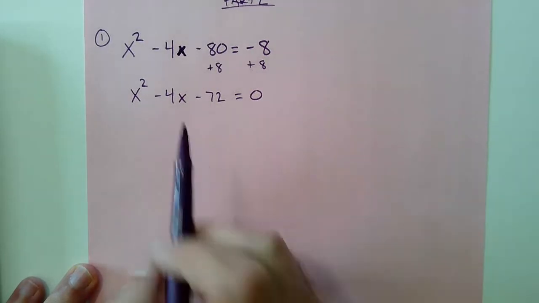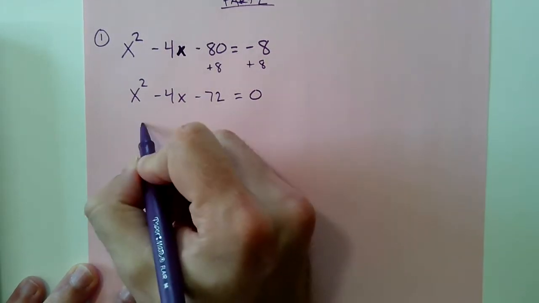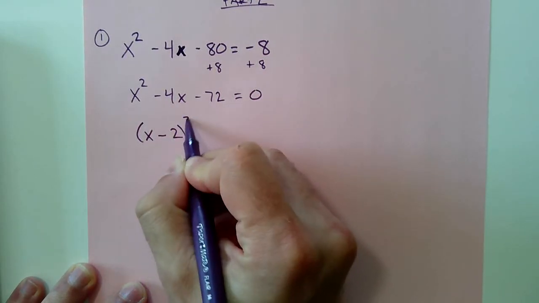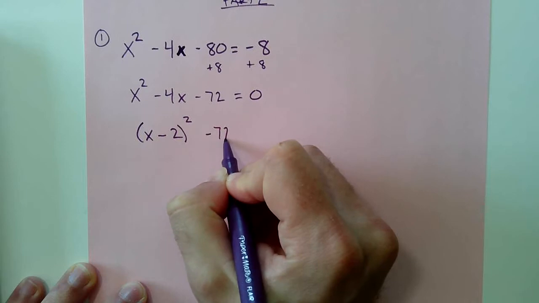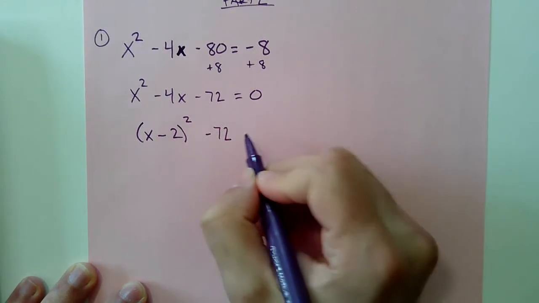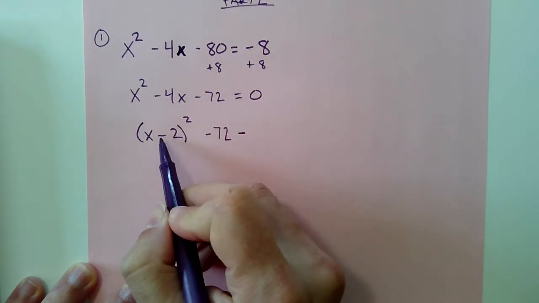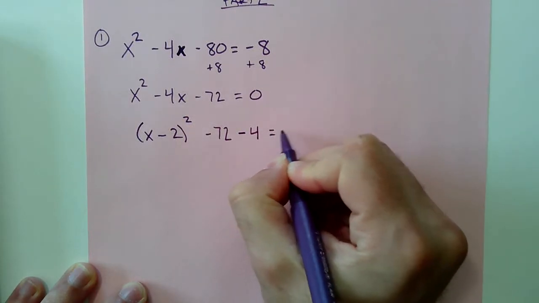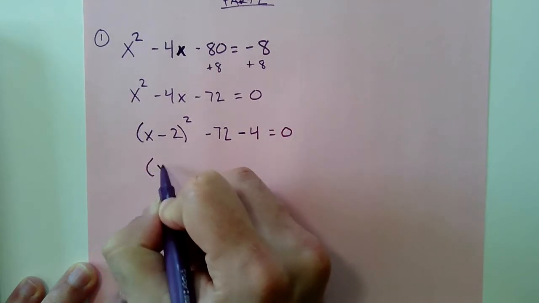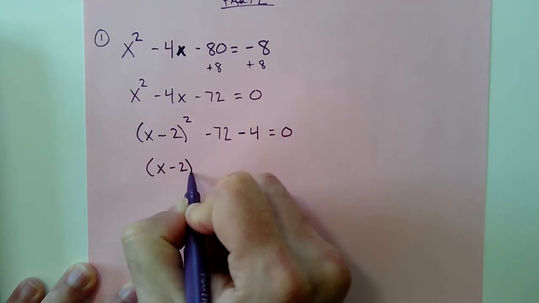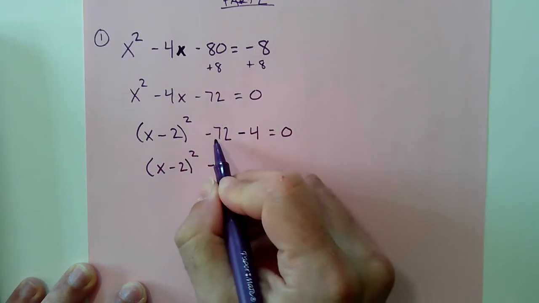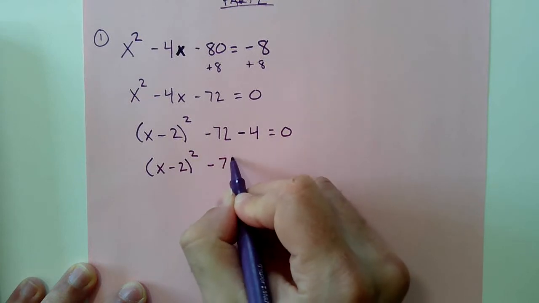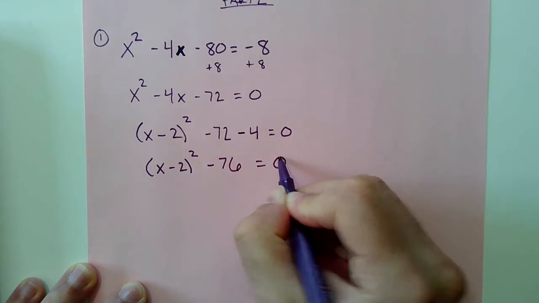All right, so to complete my square, I'm going to separate my middle term so I have a square. So I'm going to have x, half of negative 4 is negative 2. Then I'm going to keep my negative 72 at the back, and then I have to remember to subtract whatever negative 2 squared is, which is 4. So I'm going to subtract 4 equals 0. That's going to give me my vertex form of x minus 2 squared minus, well, negative 72 minus 4 is going to be negative 76. So minus 76 equals 0.